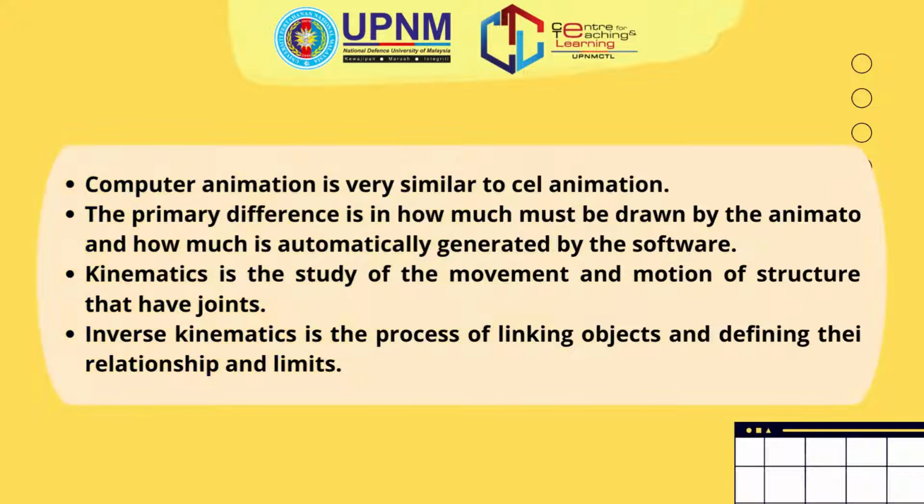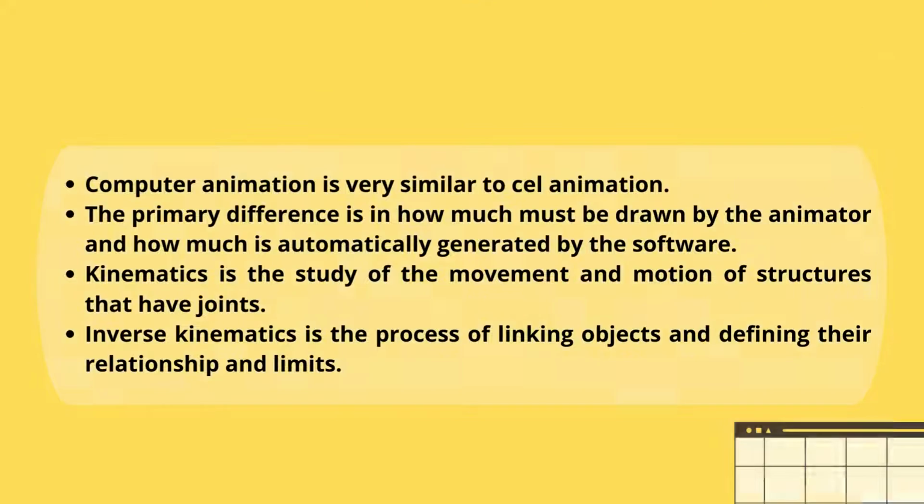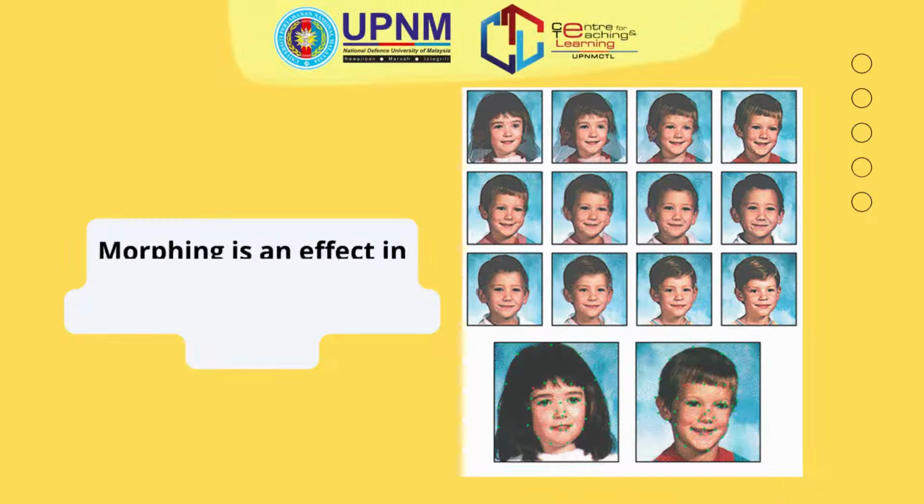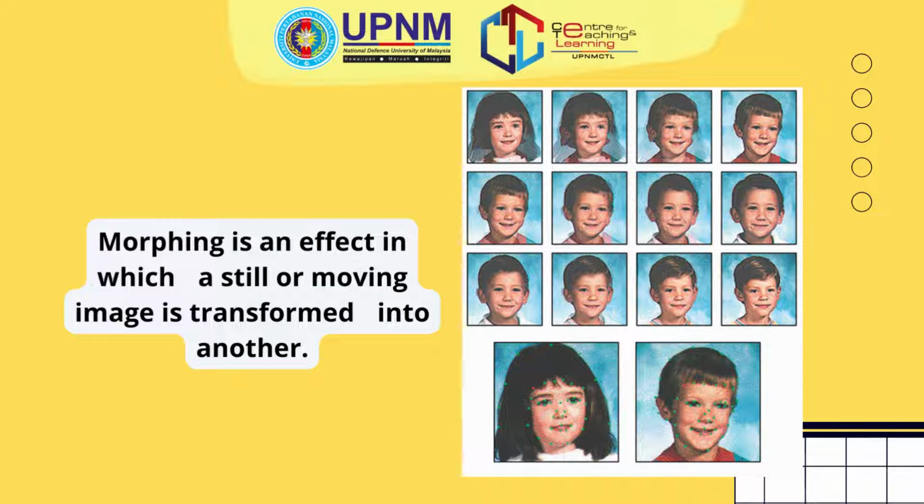Computer animation is very similar to cell animation. The primary difference is in how much must be drawn by the animator and how much is automatically generated by the software. Kinematics is the study of the movement and motion of structures that have joints. Inverse kinematics is the process of linking objects and defining their relationship and limits. Morphing is an effect in which a still or moving image is transformed into another.